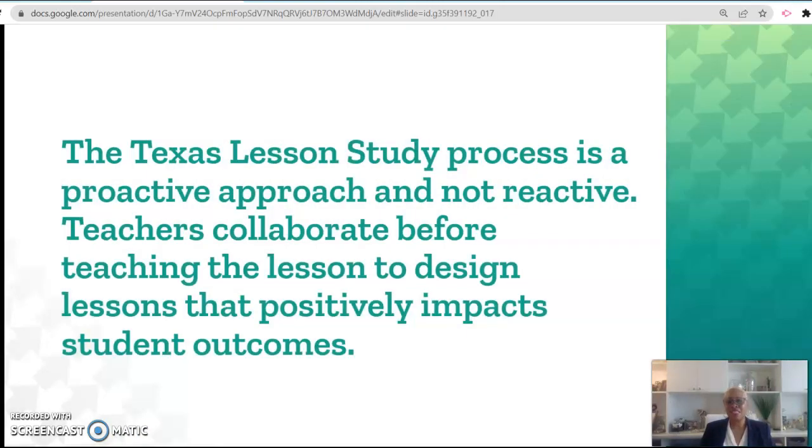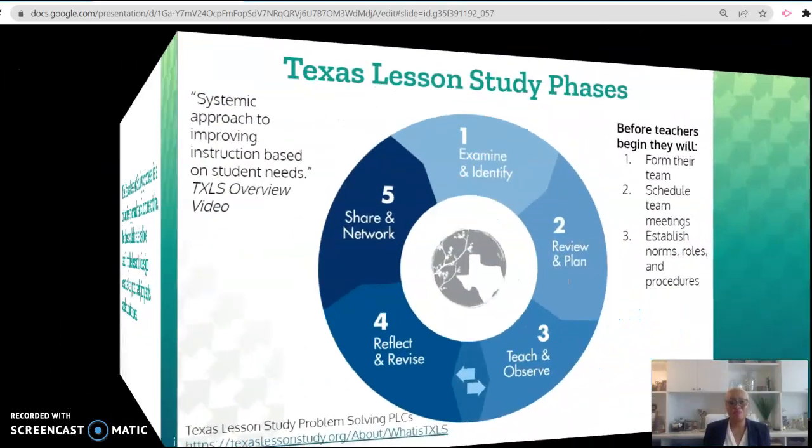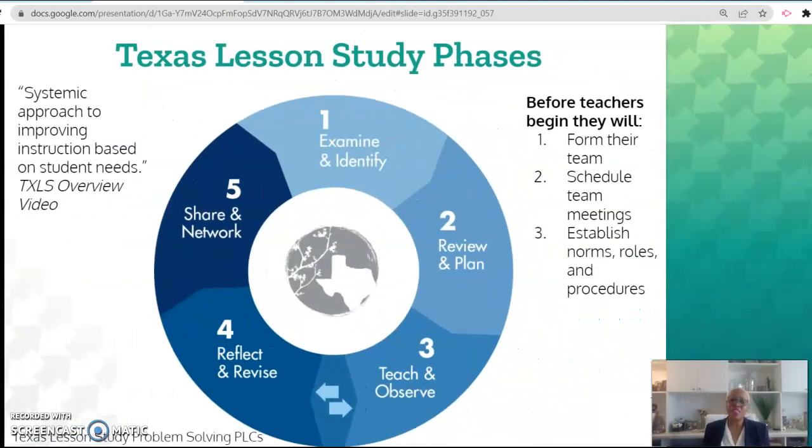The Texas Lesson Study process is a proactive approach and not reactive. So often we begin with the end in mind, which is still applicable to this. However, teachers would actually design a lesson, teach the lesson, assess the lesson, determine what was not effective, build or reteach, and then reassess. With the Texas Lesson Study, teachers collaborate before teaching the lesson to design lessons that positively impact student outcomes. So there are 5 phases or 5 steps to the Texas Lesson Study.